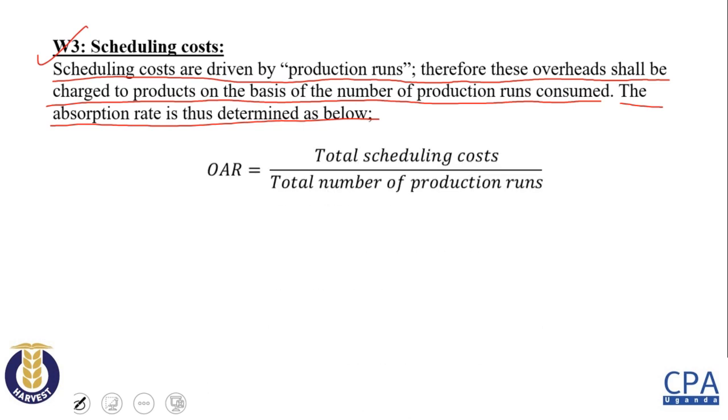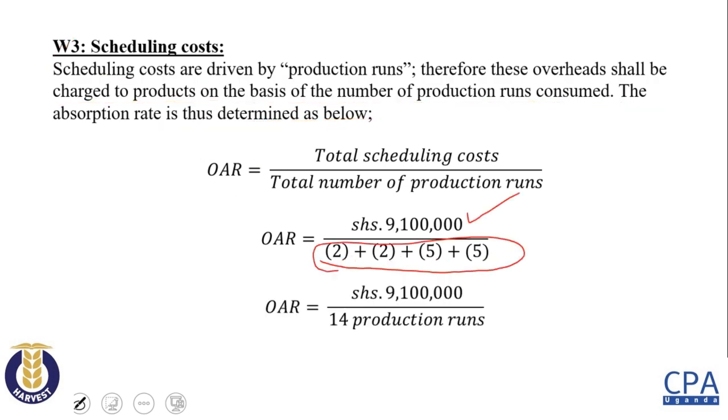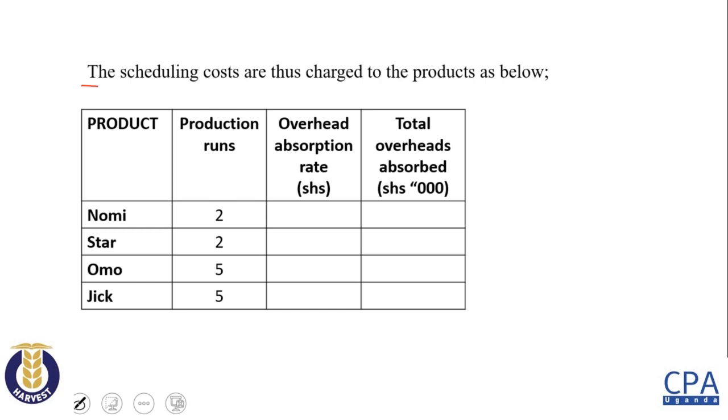So the same formula, you are now experts, you know we shall get the total scheduling cost divided by the total number of production runs. We have already got the total production runs, which were 14. Your calculator should have given you 14 production runs as before. And to simplify that fraction, we get an overhead absorption rate for the scheduling cost of 650. Each product is going to consume 650 per production run consumed. So of course, as we have done before, I will simply bring this forward.